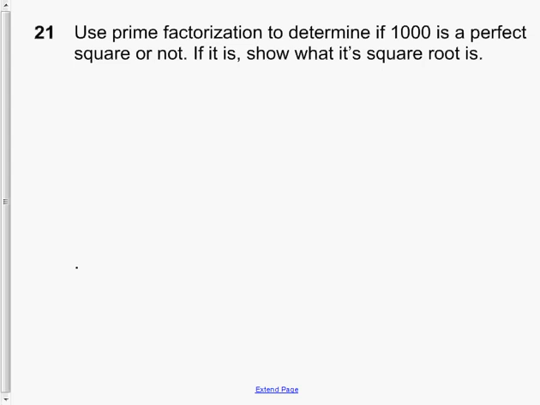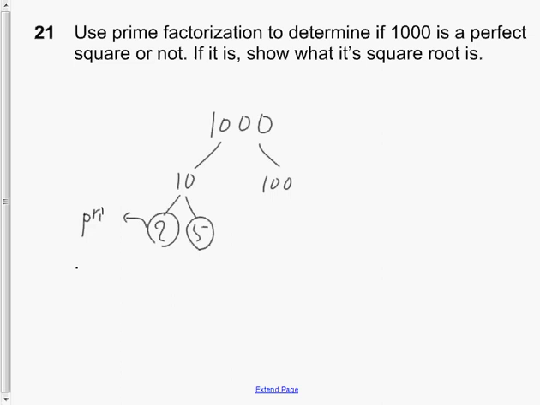Question 21 says, use prime factorization to determine if 1,000 is a perfect square. So I'm going to write down 1,000. And the first thing I'm going to do is figure out that it's 10 times 100. Now, neither one of these is a perfect square. So 2 and 5 are both prime numbers, right? 2 is a prime number because it only has 1 and itself. It can't be broken down into anything else but 1 and itself.